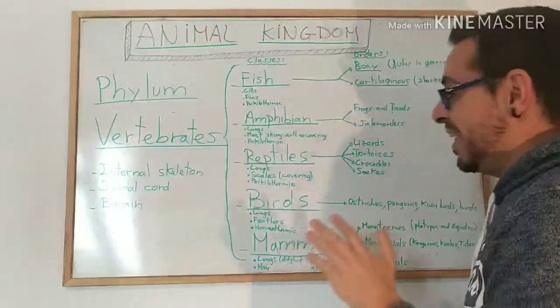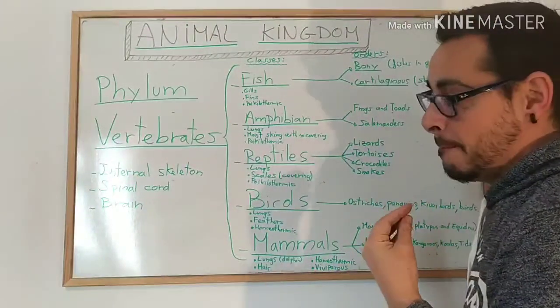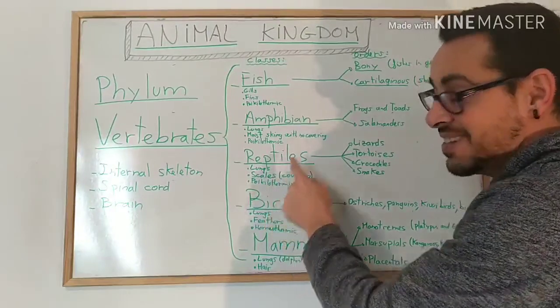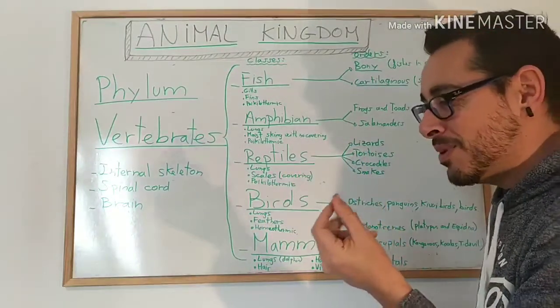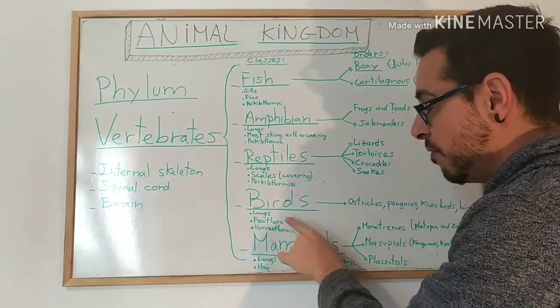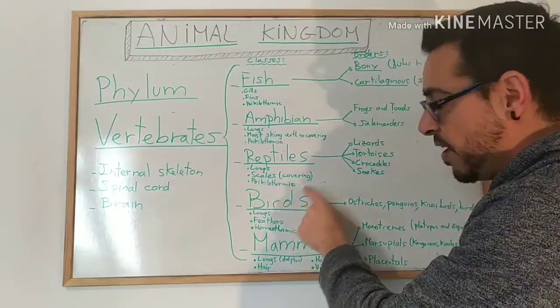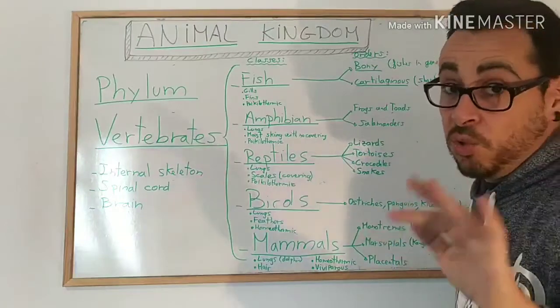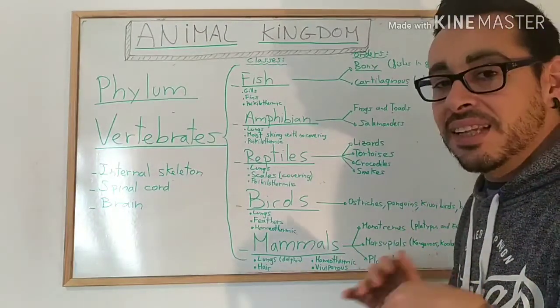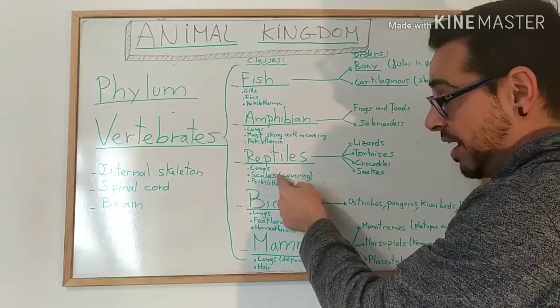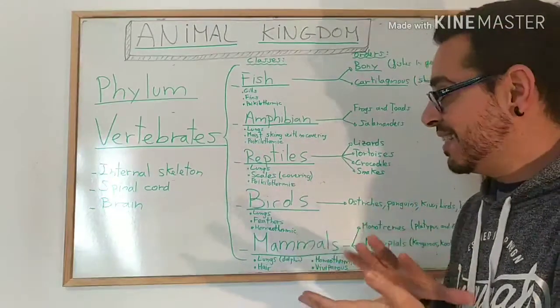Then some reptiles evolved and they transformed their scales into special scales, which are feathers. Okay, birds have feathers in order to fly and in order to maintain their temperature. So feathers, in fact, are modified scales.